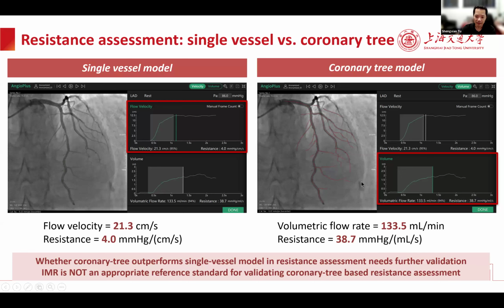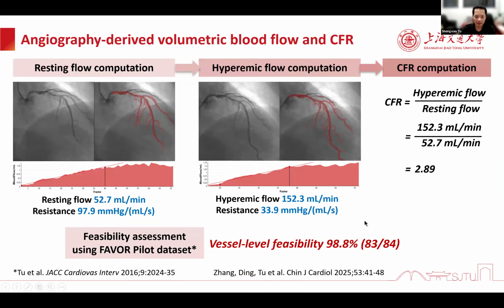But if you want to study the entire microcirculation, including the territory supplied by the diagonal and septal, it's better to use the second one, the volumetric one. This is very new. If you want to compute the CFR in a volumetric way, you can take the resting flow and get the resting flow and resistance. And if you take the hyperemic flow, you get the hyperemic flow and resistance. You can calculate CFR using the hyperemic flow divided by the resting flow. So this would be a volumetric analysis.